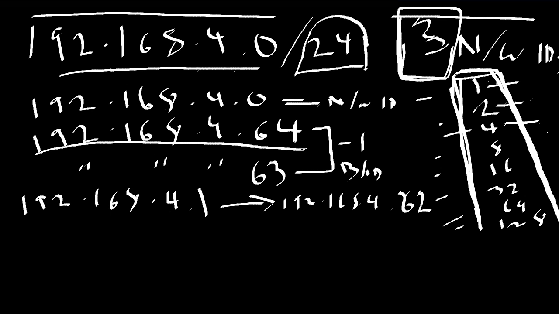So you have your network ID and your broadcast ID. Whatever is in the middle is your host ID. And what you are left with is 192.168.4.65 ending at 192.168.4.126. And you can use this same method to solve for the final network ID. That's it.